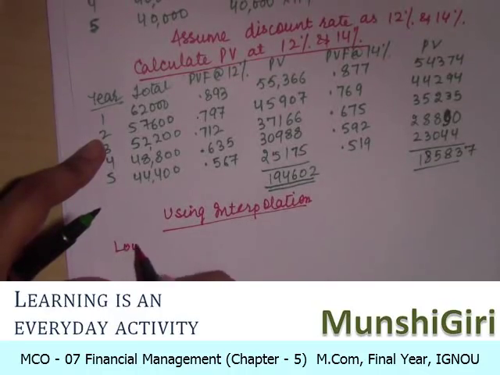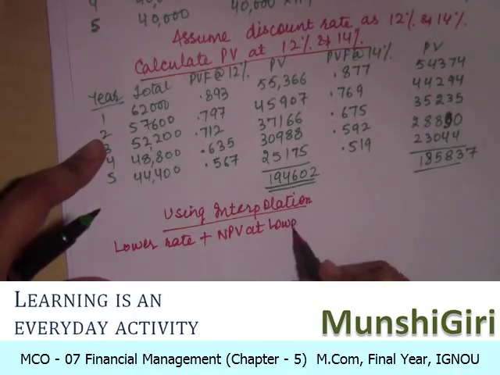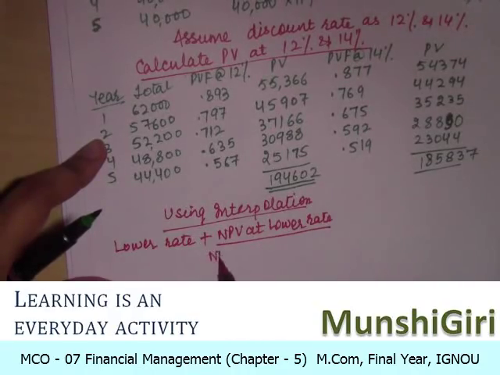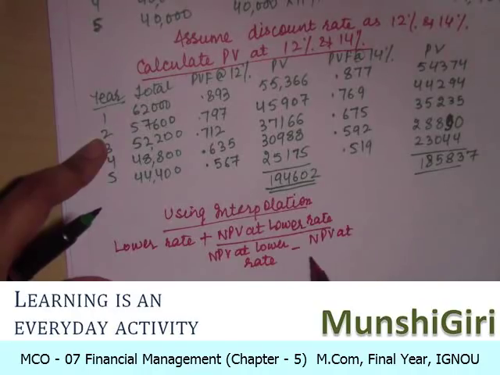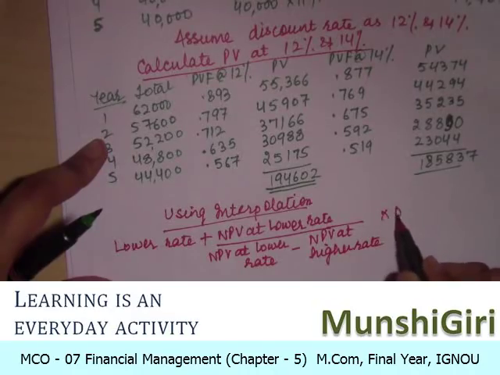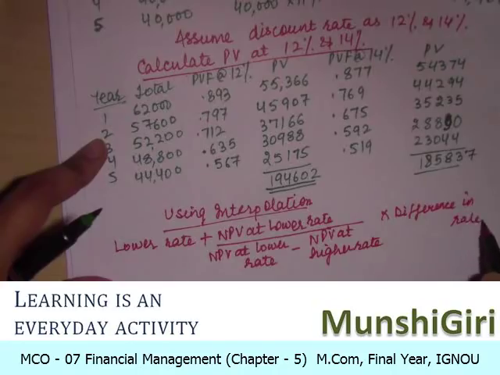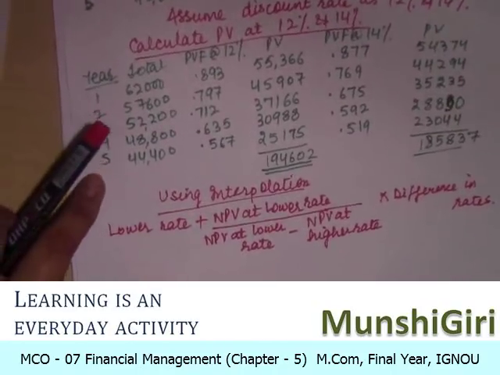Now using interpolation, this is lower rate plus NPV at lower rate divided by NPV at lower rate minus NPV at higher rate into difference in rates. So lower rate we have taken as 12.